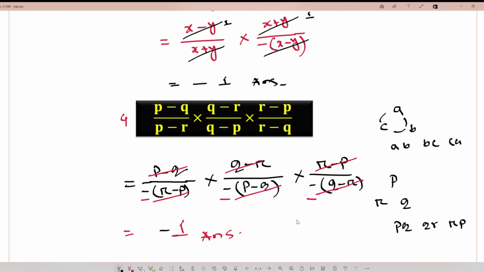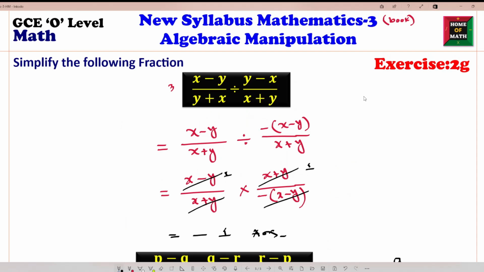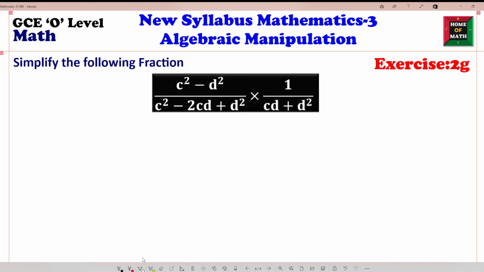Okay, so in this video we try to solve at least 5 math problems. Simplify 5 math problems. Okay, let's start again. Number 5. Here is c square minus d square divided by c square minus 2cd plus d square, times 1 by cd plus d square. Look, c square minus d square we can write based on the a square minus b square rule.